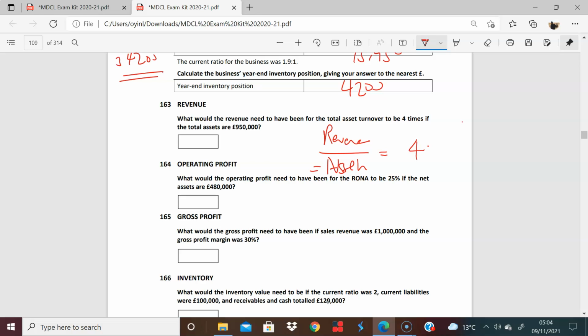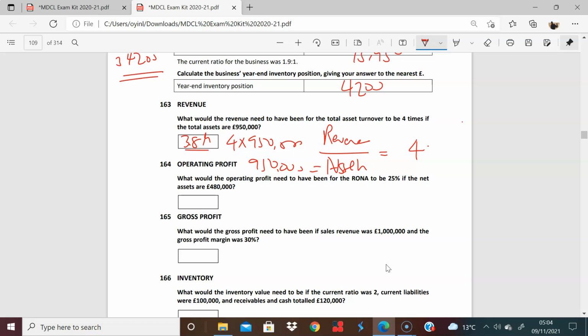So you know what the assets are. The assets are 950,000. So I suppose the argument is that the revenue must be, of course, just multiplying that across. So you have 4 times 950,000, which is 3.8 million. So 3.8 million is what you have here as your revenue, because assets were generating revenue over and over again, and that's your answer there.